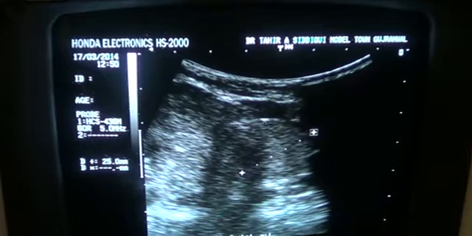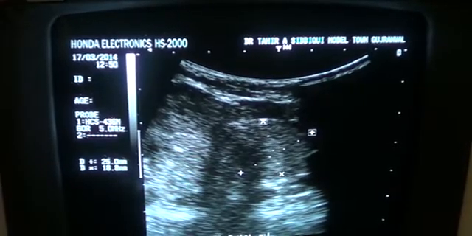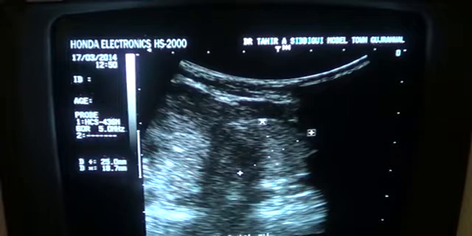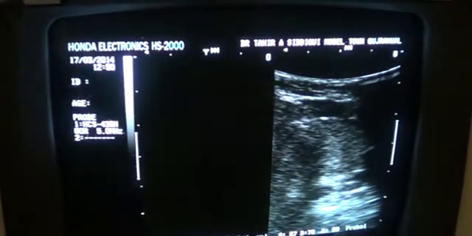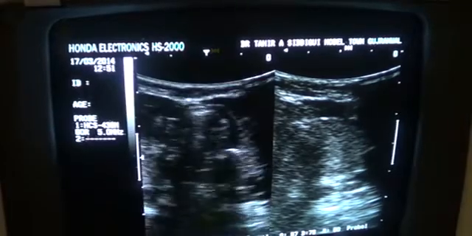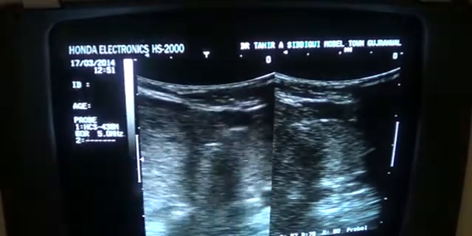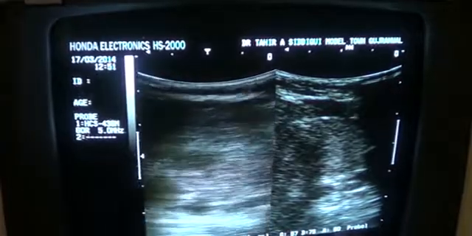This is the left lobe of the thyroid. The left lobe of the thyroid is normal in dimensions in transverse section. Now let's see the right lobe. This is the left one, and this is the right lobe.